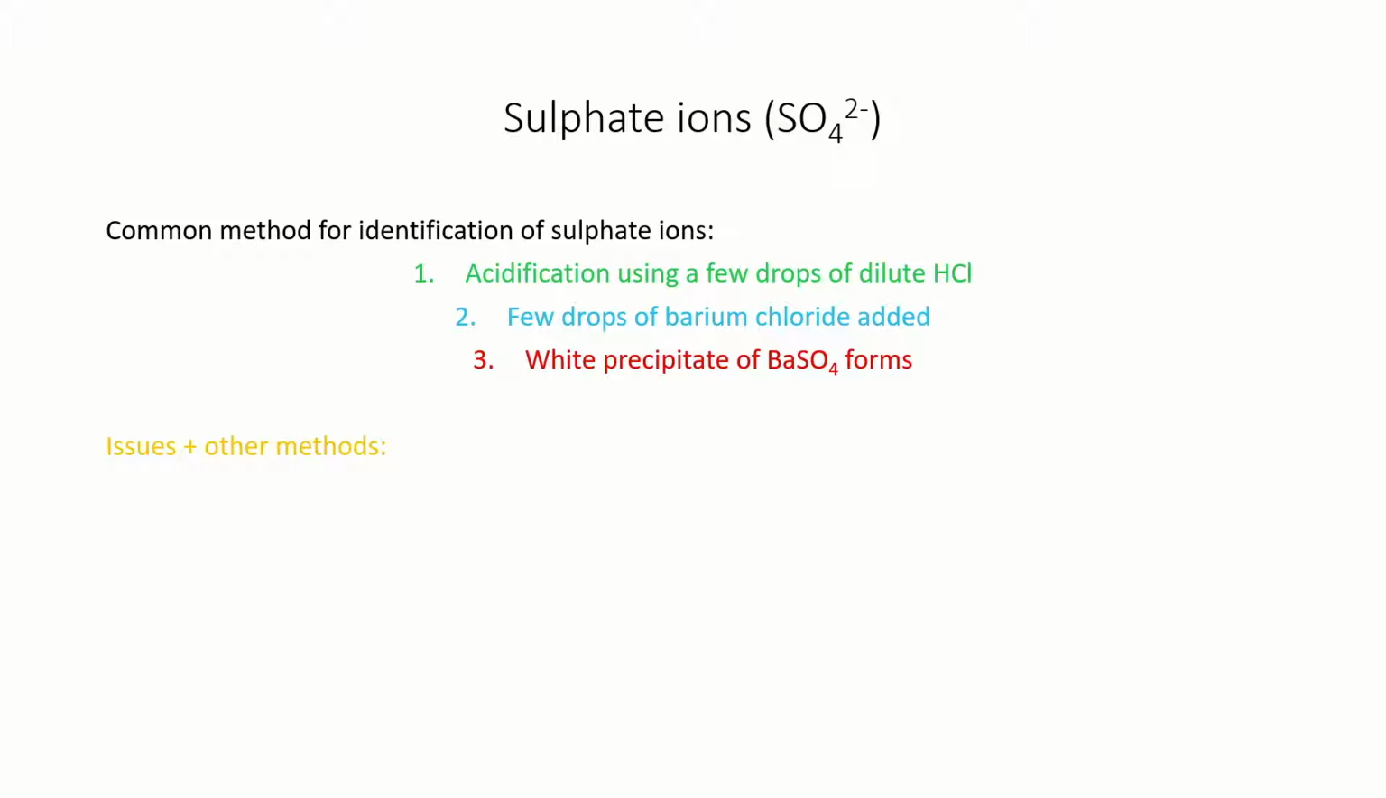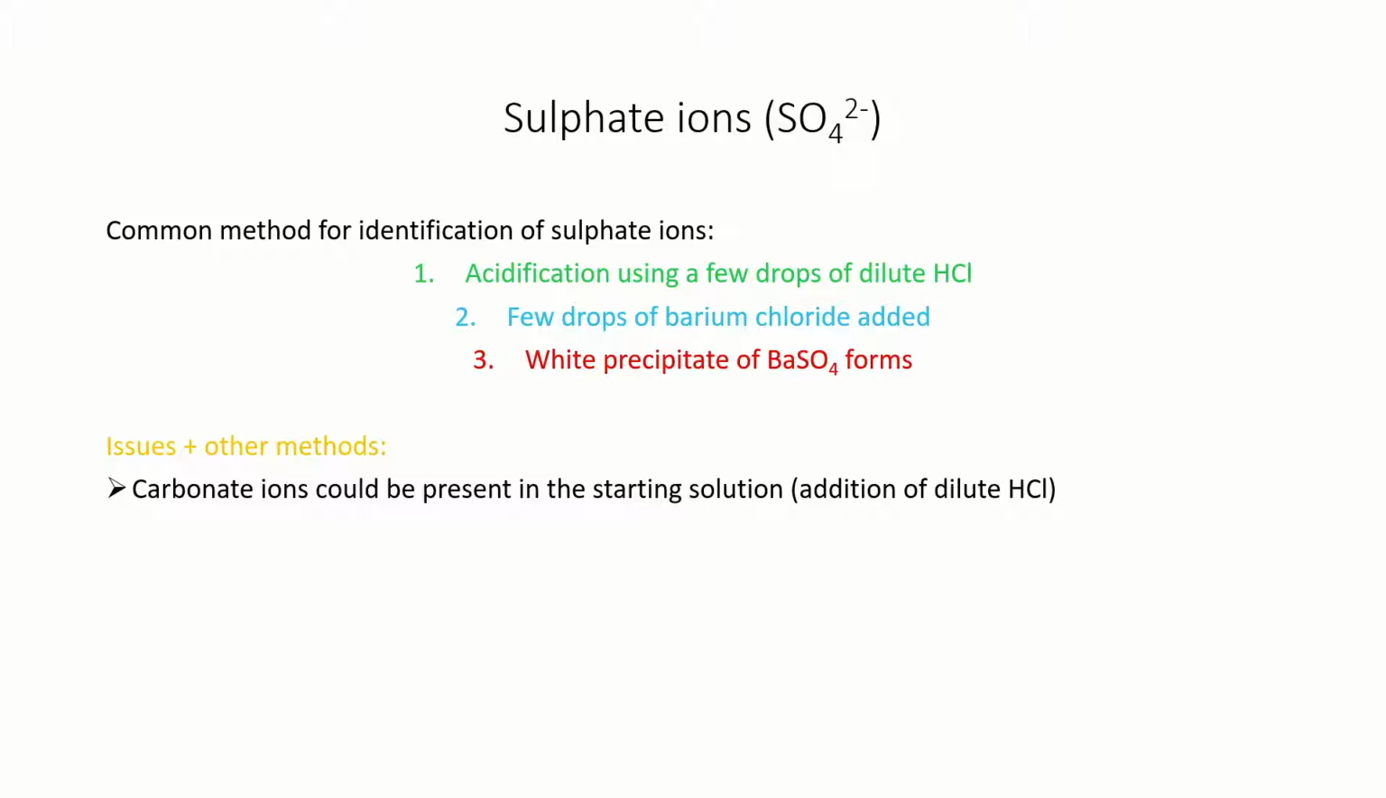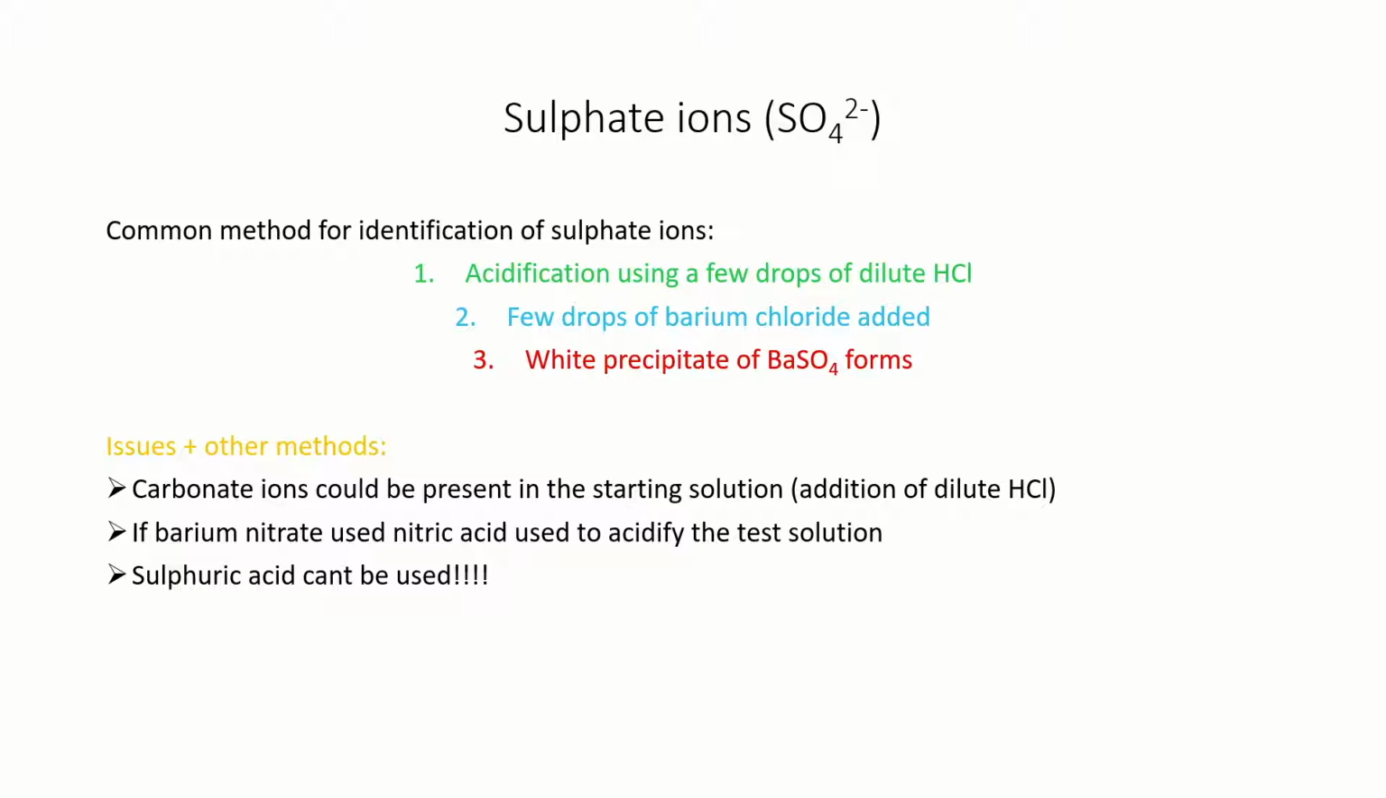Some issues with this are false positive results. If there are carbonate ions present in the starting solution, when the dilute HCl drops are added, a white precipitate will form, giving a false result. Barium nitrate can be used, but this would mean nitric acid needs to be used to acidify the starting solution. Sulfuric acid cannot be used as the sulfate ion is present in both, meaning no precipitate will form. Again, a link has been provided for more detail.